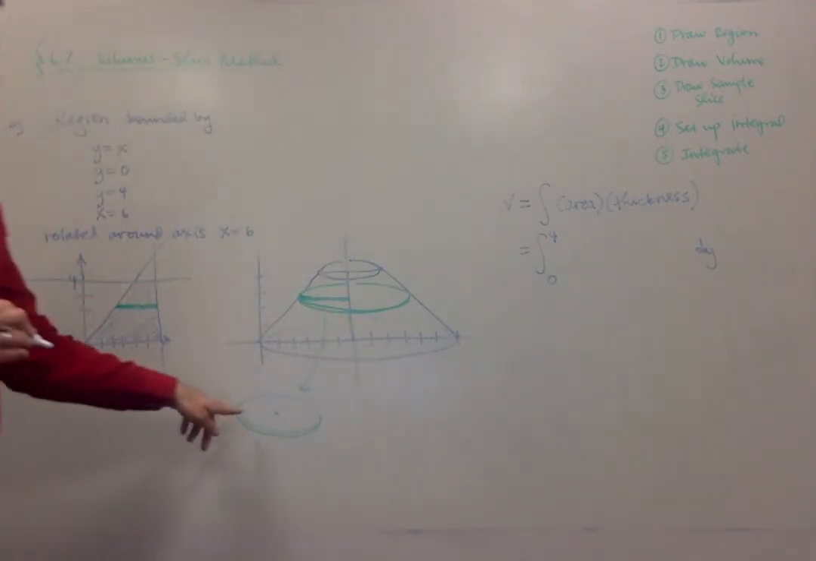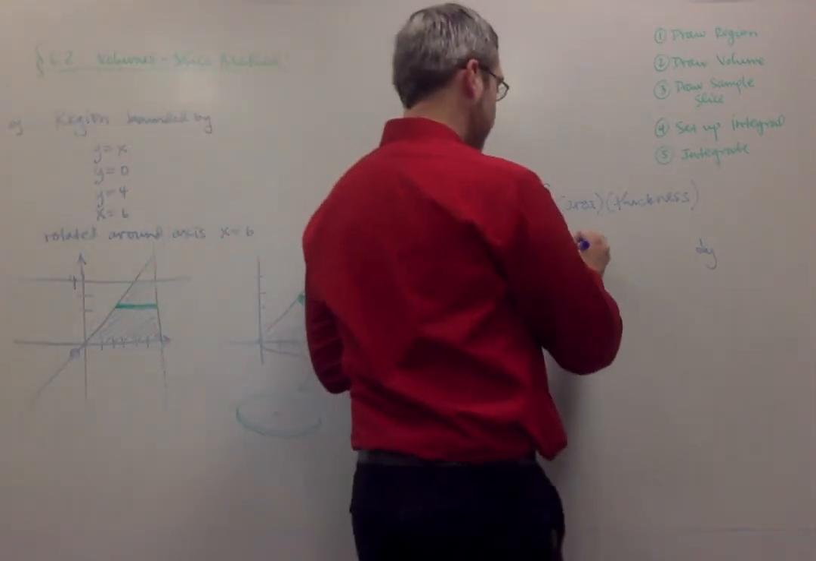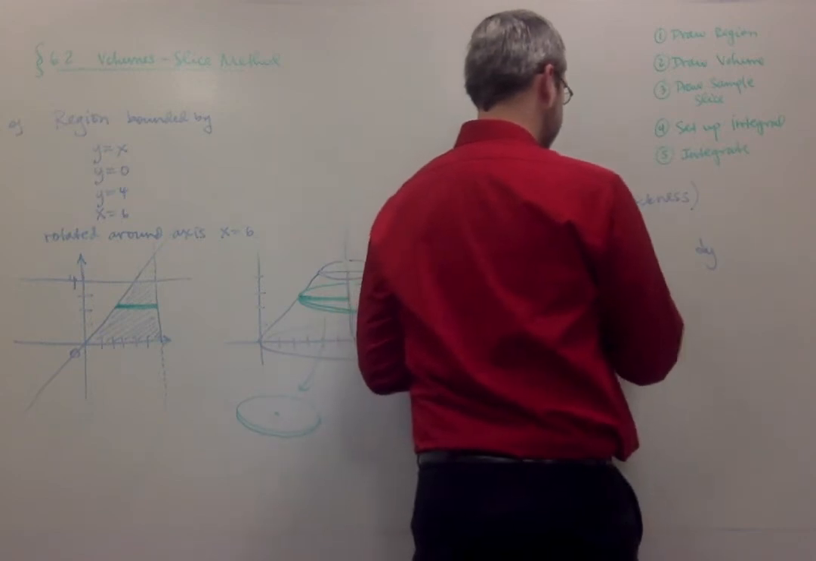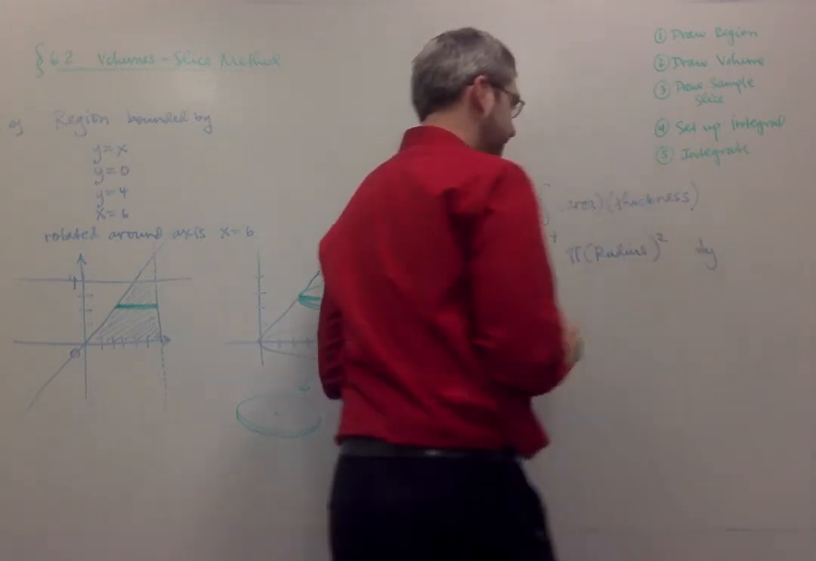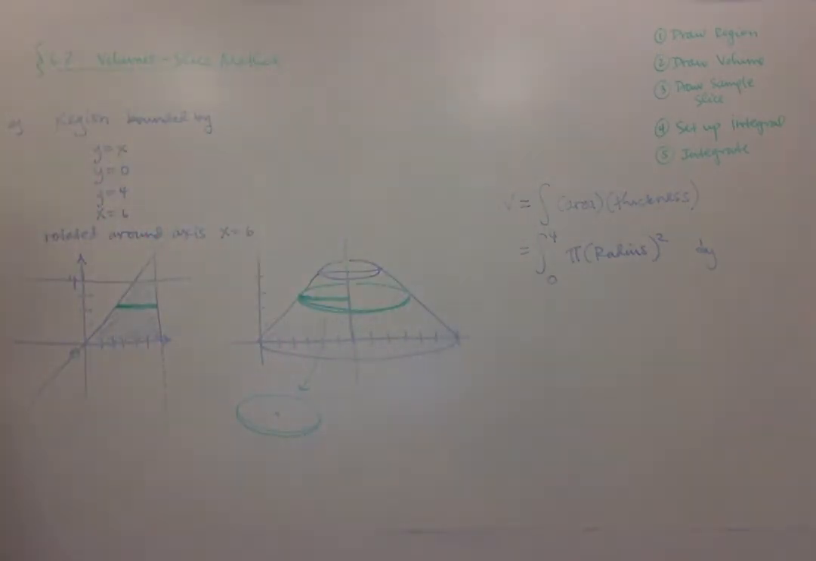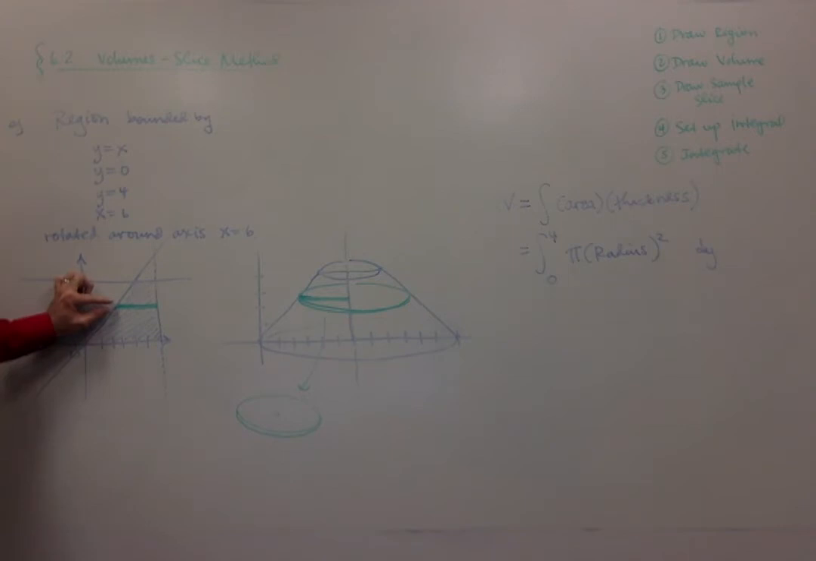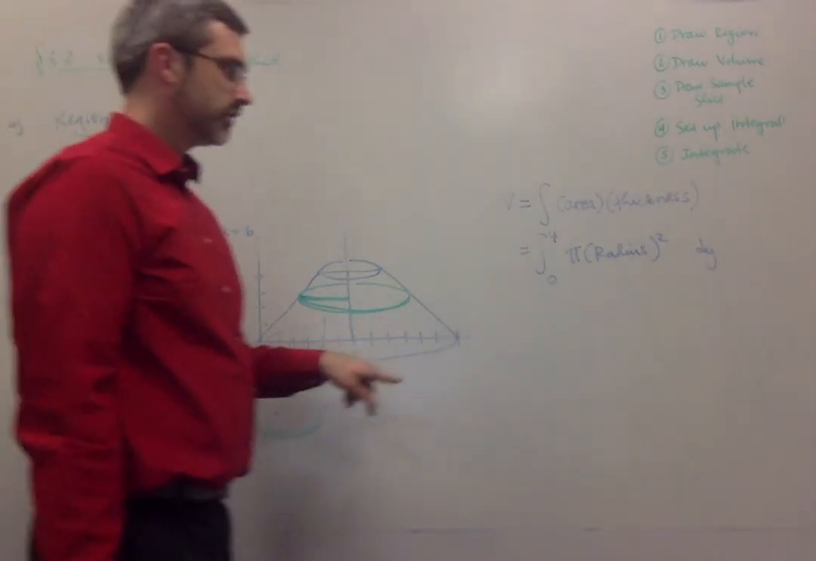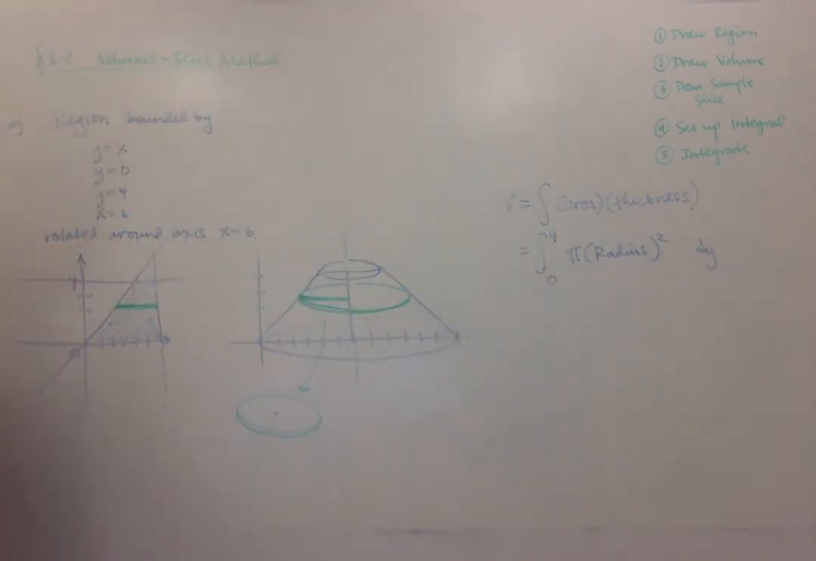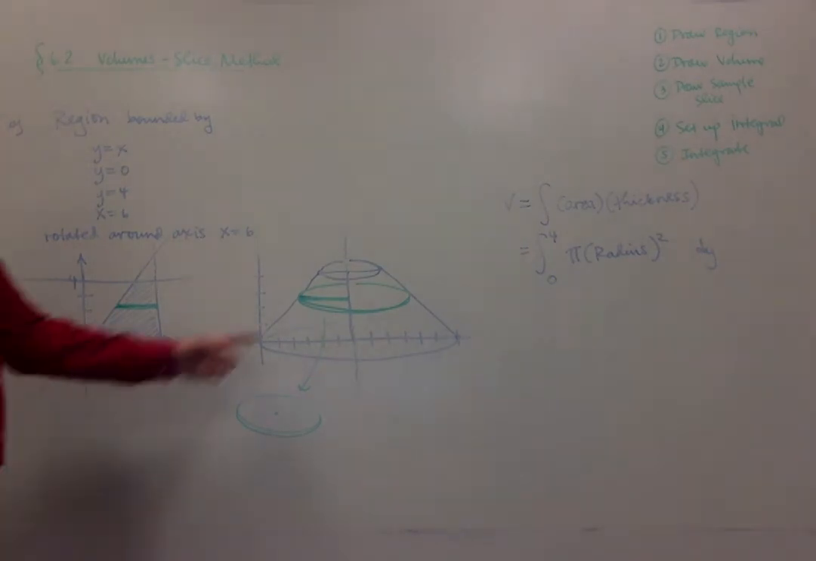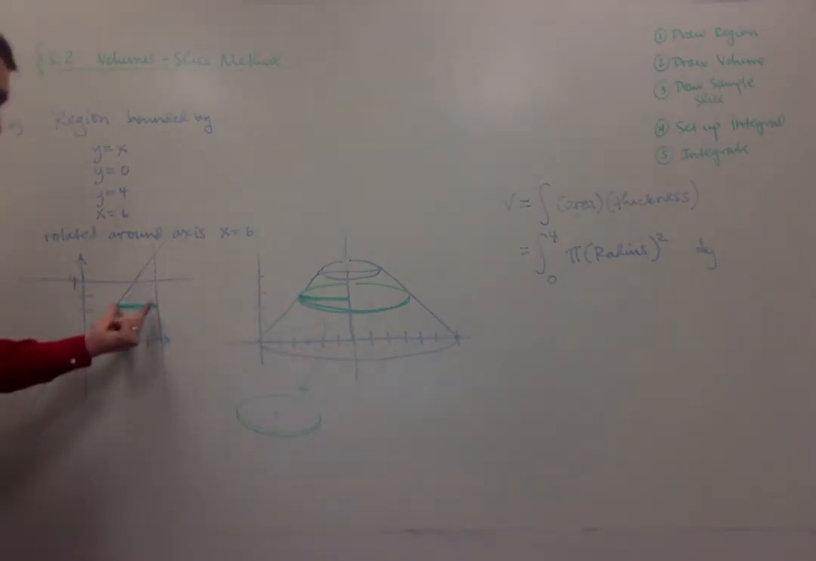The area we're looking at is a circle, so the area is going to be pi times the radius squared, right? Everybody with me so far? So the thickness is dy, like delta y. Y is going to go from 0 to 4, and this is a circle, so we want pi times the radius. Now we just have to figure out what this radius is. In other words, what's this length?